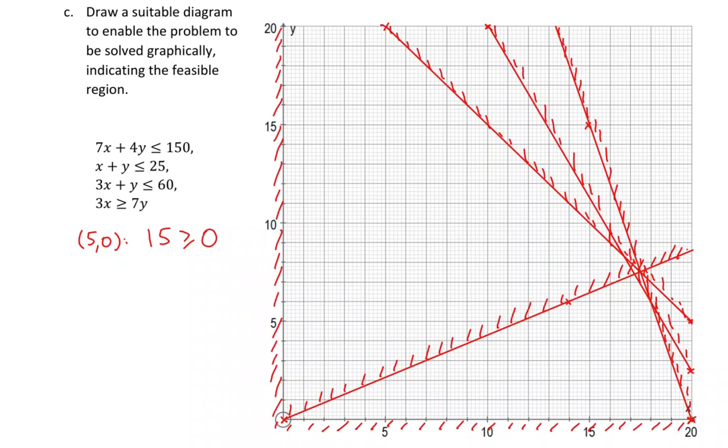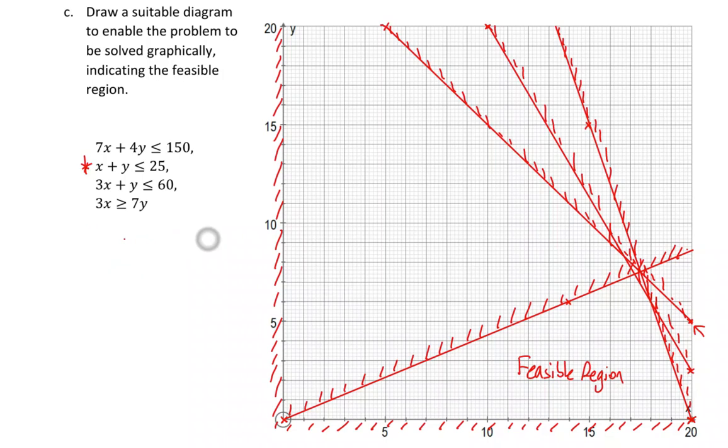So it actually turns out, it looks like we've got a redundant line, and that was this one here, x plus y is less than or equal to 25. So that one, because it's not cutting up part of the feasible region. So this is your feasible region. Okay.